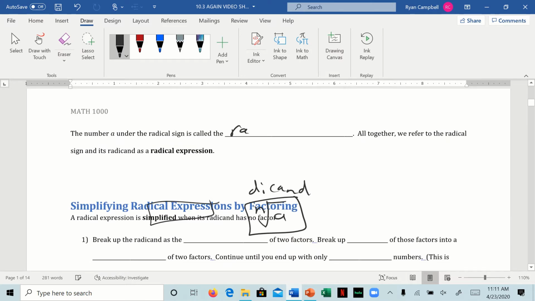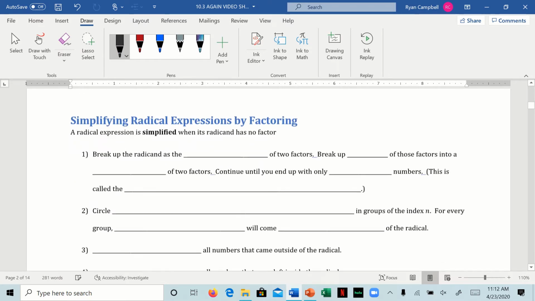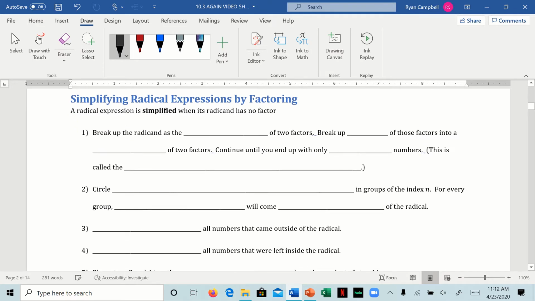All right, let's talk about simplifying radicals in general. First things first, you want to break up the radicand. So break up what's underneath the radical as a product of two factors. You break up each of the factors into a product of two factors until you end up with only prime numbers. So we're just doing that prime factorization again.